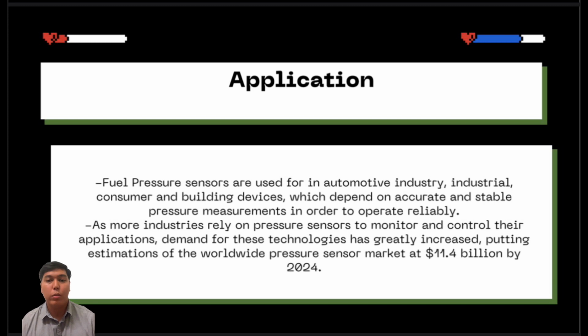Second one, industries rely on pressure sensors to monitor and control their applications. Demand for this technology has greatly increased, putting the estimation of the worldwide pressure sensor market at 11.4 billion by 2024.